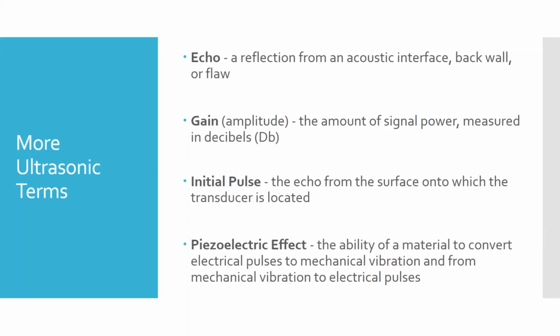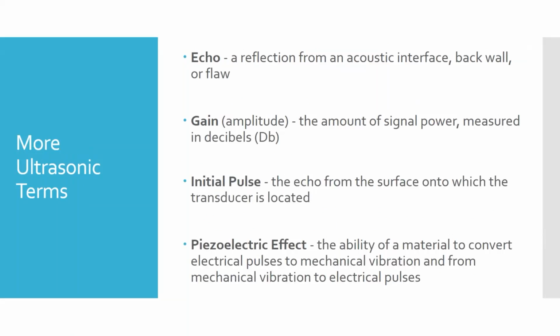The echo is the reflection of the sound, typically from an acoustic interface: the back wall or a flaw. You're going to get it from everything like that. A flaw is a type of acoustic interface. A back wall is an acoustic interface, right? Where the metal or the part is sitting on a table, you've got an acoustic interface there.